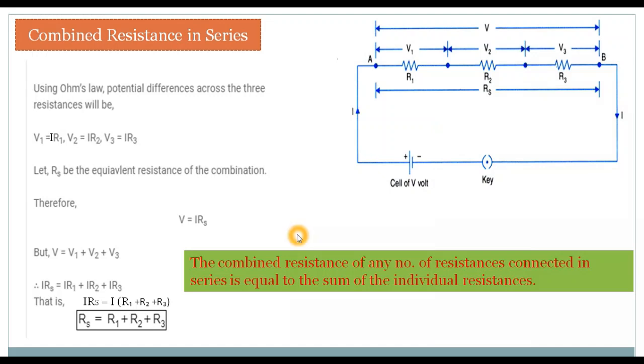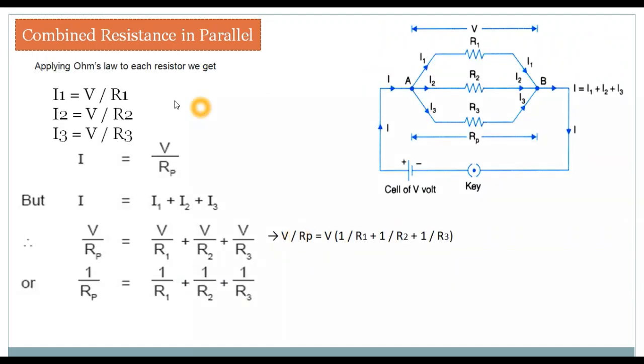Now let's look at the combined resistance when resistances are connected in parallel. Now see, the same thing happens here also, but let me remind you of some important points. In case of series resistance, the potential difference across each resistor is different. But what happens when resistances are connected in parallel?